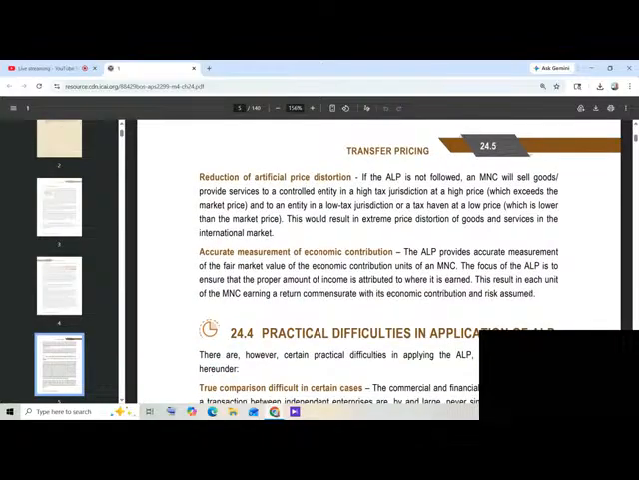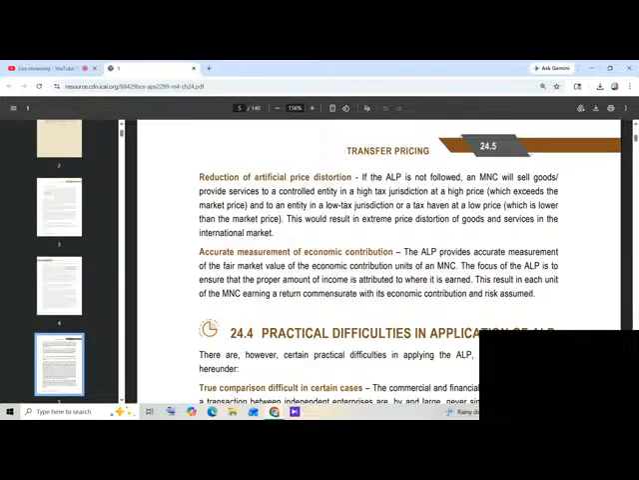Reduction of artificial price distortion. If the arm's length principle is not followed, an MNC will sell goods or provide services to a controlled entity in a high tax jurisdiction at a high price, which exceeds the market price, and to an entity in a low tax jurisdiction or tax haven at a low price, which is lower than the market price. This would result in extreme price distortion of goods and services in the international market.